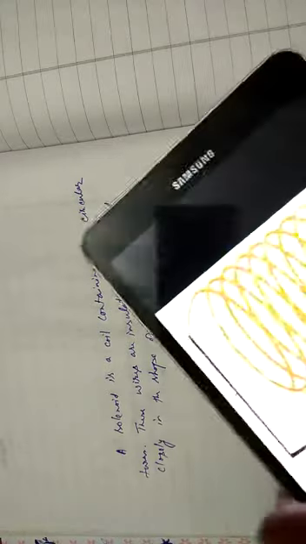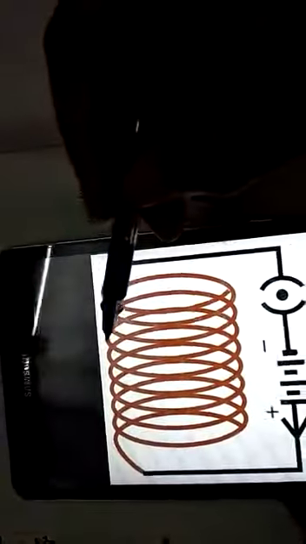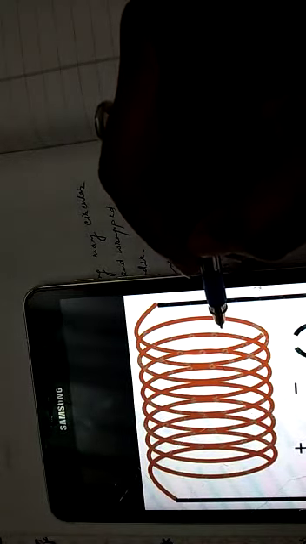Clear? So in a solenoid, what we have seen is, if the current is clockwise, it will behave as a south pole, and if the current is anti-clockwise, it will behave as a north pole. So when current passes through this solenoid, it behaves like a magnet, and this magnet we call an electromagnet.